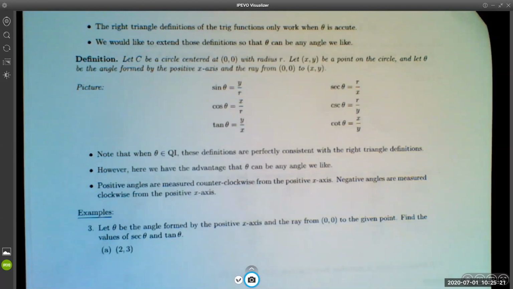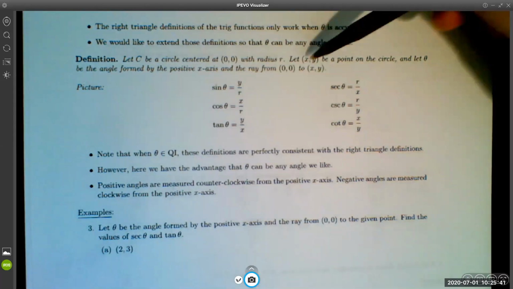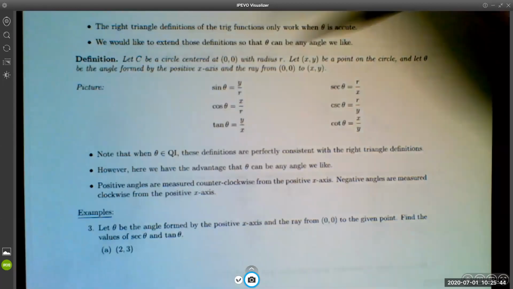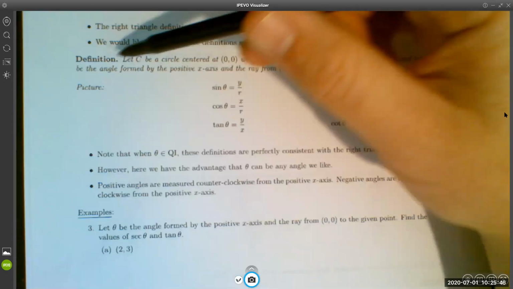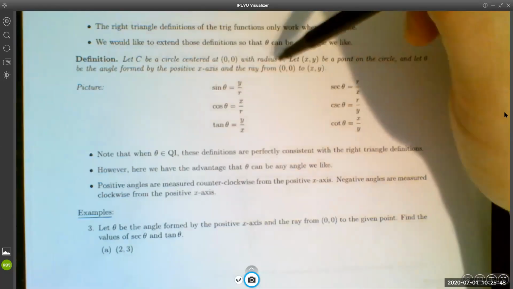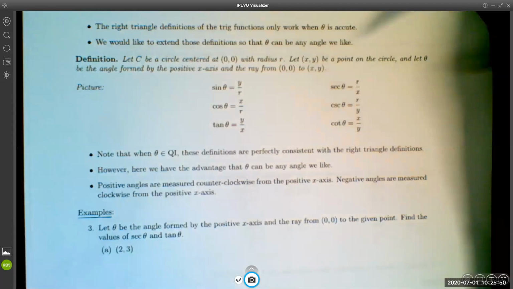So these right triangle definitions that we give for the trig functions only work when theta is acute. We'd like to extend the definition so that theta can be any angle that we like. And the way we do that typically is with the unit circle. So let C be a circle centered at 0, 0 with radius r. And let x, y be a point on the circle. Let theta be the angle formed by the positive x-axis and the ray going from 0, 0 to the point x, y. Okay, so let's draw a picture.